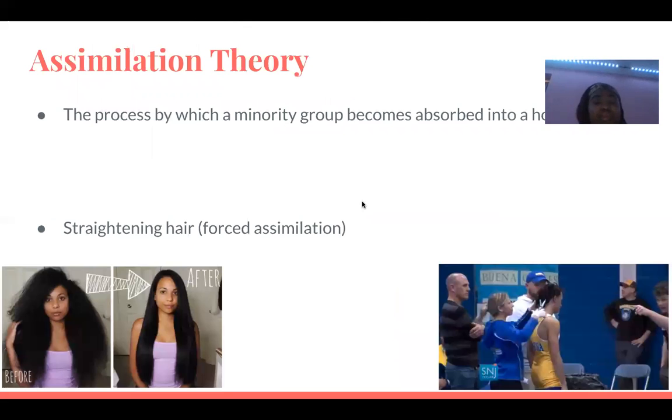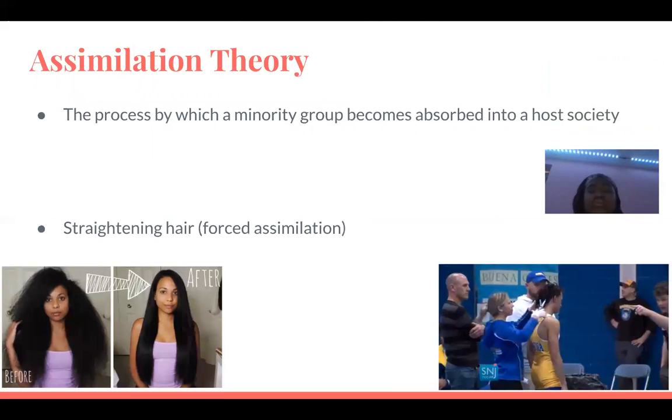So the assimilation theory is the process by which a minority group becomes absorbed into a whole society. I believe an example of assimilation theory would be straightening hair. Of course it's fine to wear your hair however you want, a weave, a wig, whatever, but it becomes a problem where a person cannot wear the natural hair growing out of their heads, and it's looked at as unprofessional or rowdy, and that impacts people systemically.